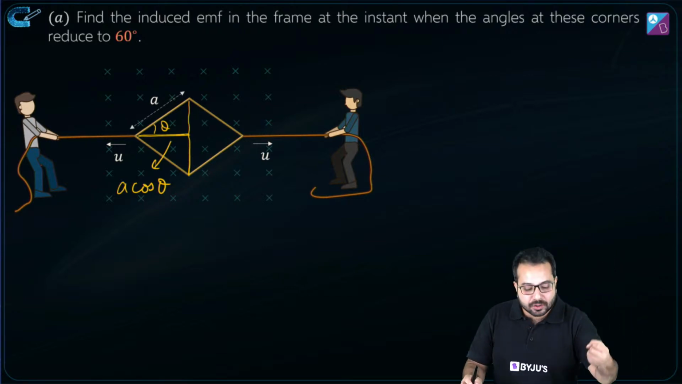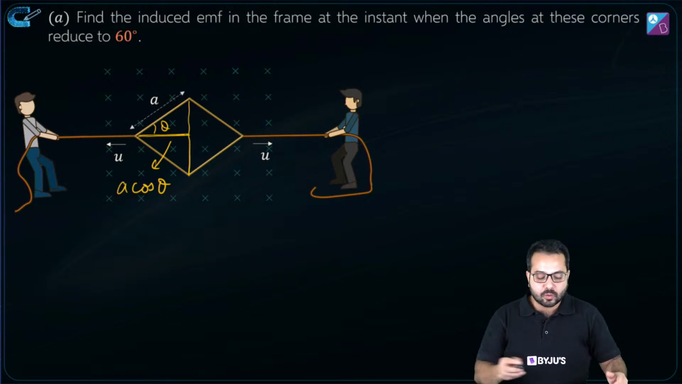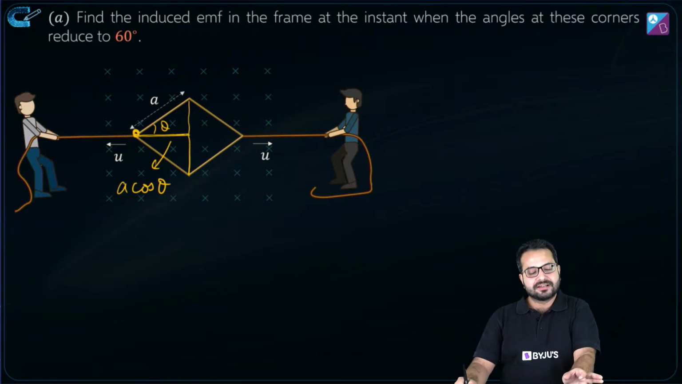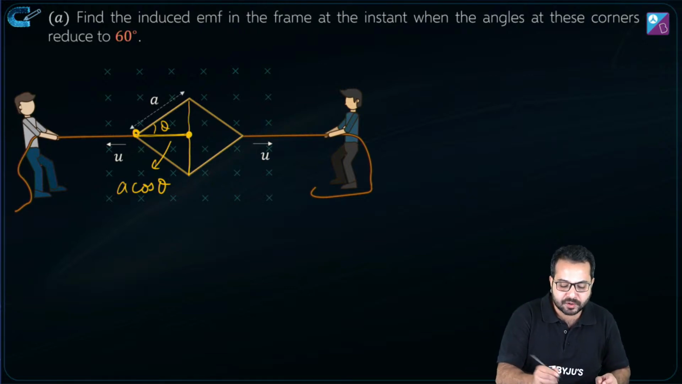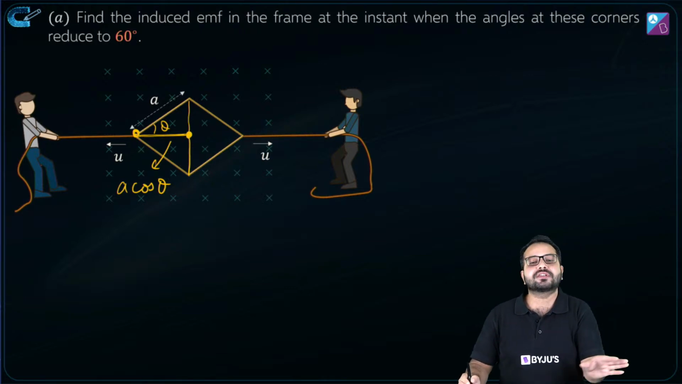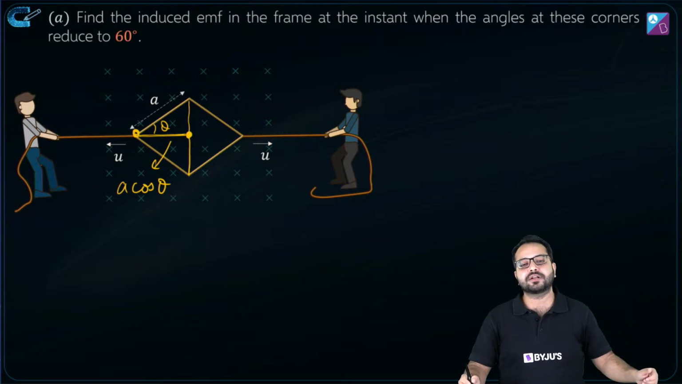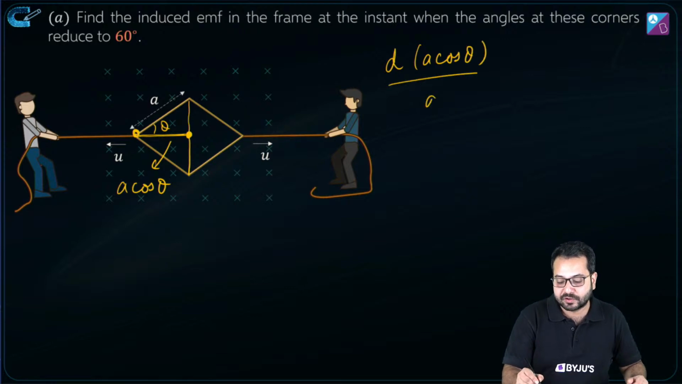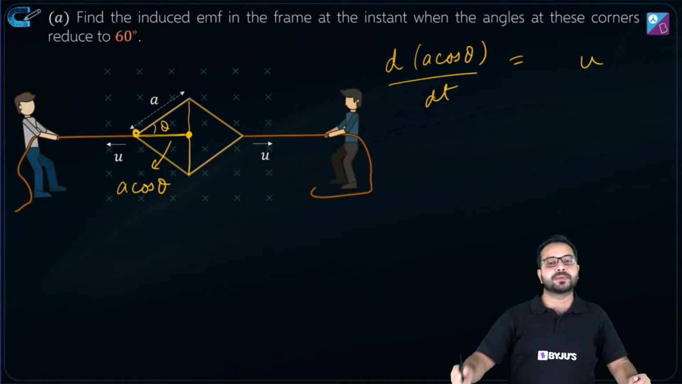Now the rate at which this length is increasing, won't that be the speed of this point? Just think about it. The rate at which that length is increasing, so this point is fixed, this point is not going anywhere. So the rate at which that length is increasing is the speed of that point. Do you agree? So can I say that d of A cos theta, the length, with respect to time is going to be the speed? Do you agree?